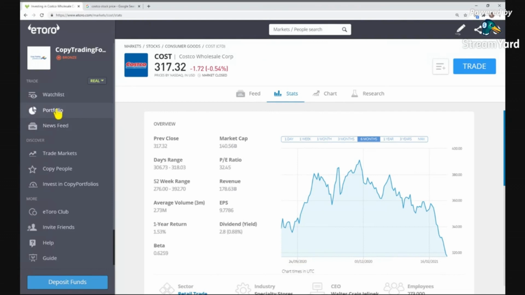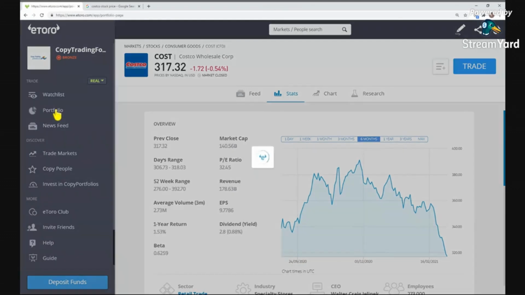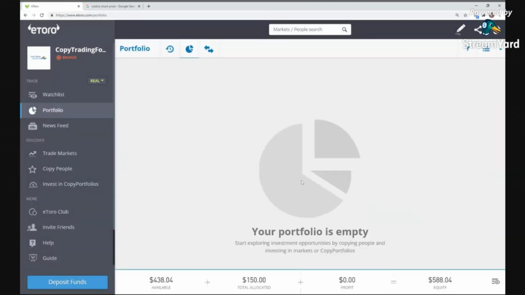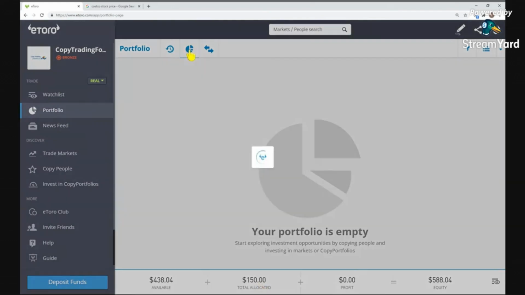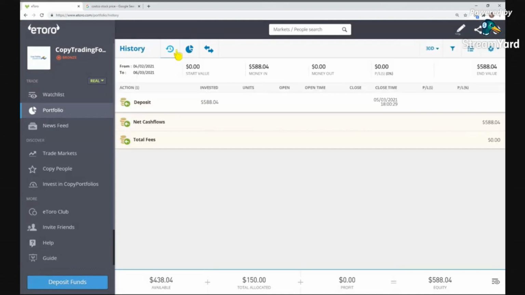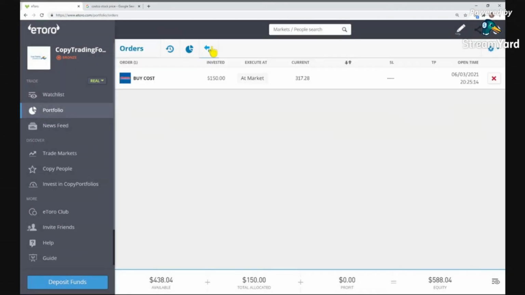Okay, I'm going to show you. I go to my portfolio and you click on your portfolio. This is just where all your stocks are stored. It shows all of the stocks that you have invested in. So you can see here I have 150 total allocated, and this one is going to be a pending order because the stock market's not open at the moment. So there we go. Here it is. Buy Costco, 150 invested. The current price is 328, but that will buy on Monday when the stock market opens. So that's my first investment done.